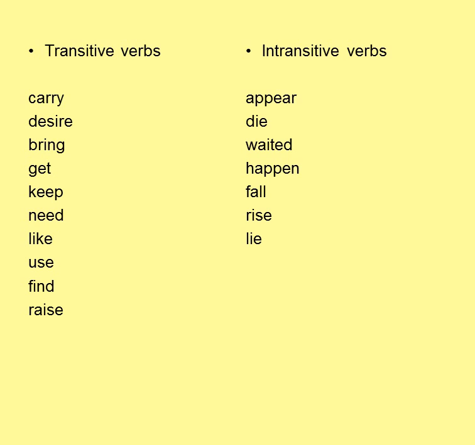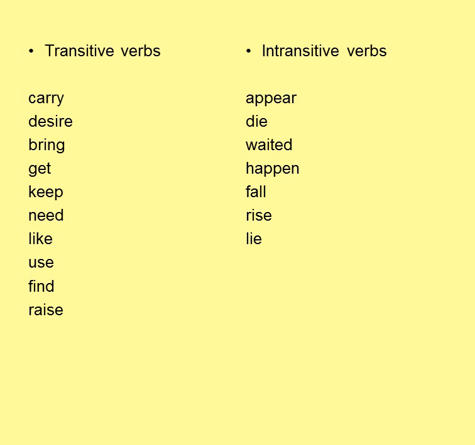So your transitive verbs: carry, desire, bring, get, keep, need, like, use, find and raise. Okay, they couldn't stand on their own. You couldn't just say "I carried." We need to say "I carried a bag." We can't say "I need." We have to say "I need chocolate." Okay, for those to make sense, they need an object.